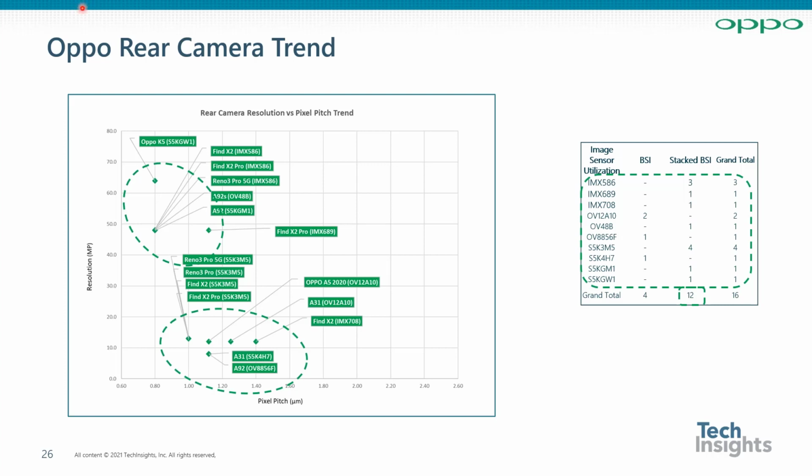For Oppo, the situation is somewhat similar to Xiaomi. Again, they have a rather broad strategy, and they cover sensors from 64 megapixels all the way down to 8 megapixels, as well as the sourcing from different vendors. Oppo rely on Sony, OmniVision, and Samsung.